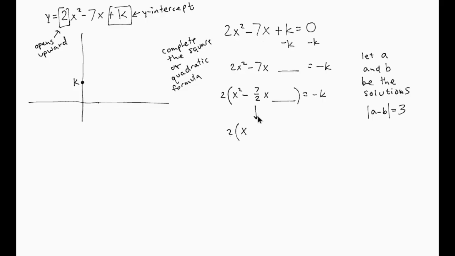Leave the 2 in front of the parentheses, then take the coefficient in front of x and divide it by 2. 7/2 divided by 2 is the same as 7/2 times 1/2. Then to multiply fractions, multiply straight across. Now we'll need to take the negative 7/4 and square it.